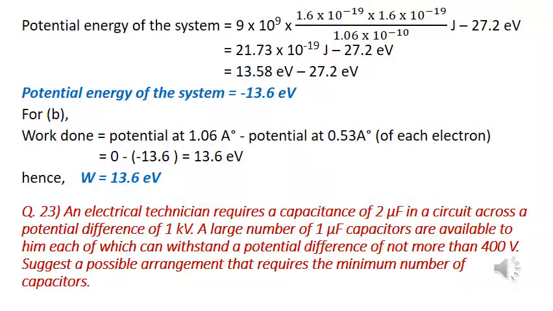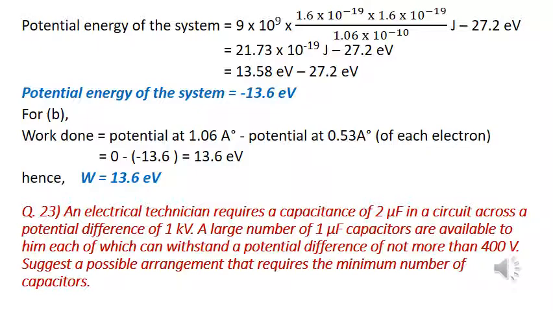By putting all the values and solving, we get potential energy of the system is equal to 21.73 into 10 to the power minus 19 joules minus 27.2 electron volt. After converting 21.73 into 10 to the power minus 19 joules into electron volt, we get 13.58 electron volt minus 27.2 electron volt, and the potential energy of the system for part A is equal to minus 13.6 electron volt.